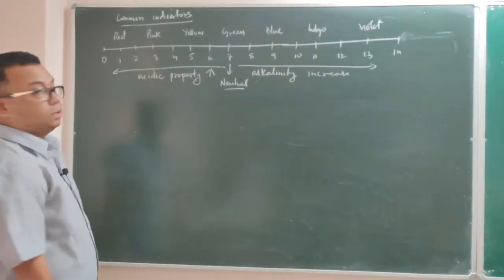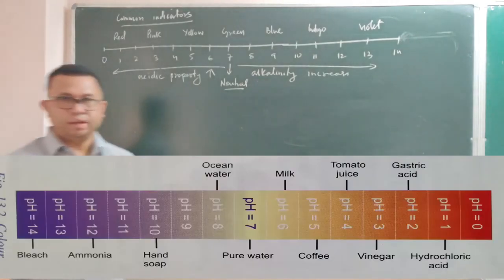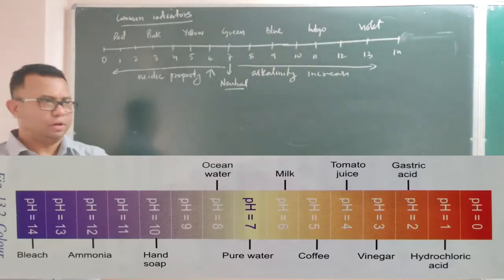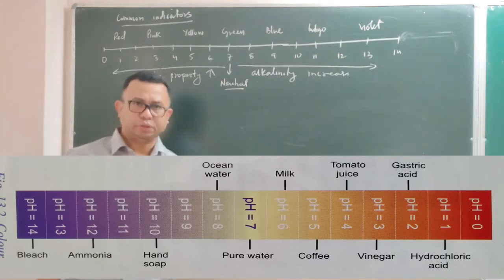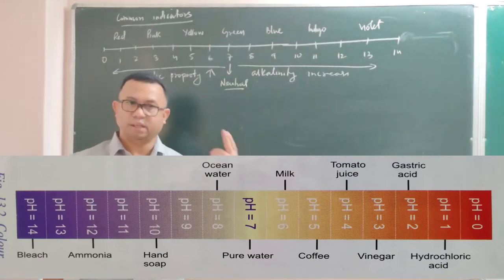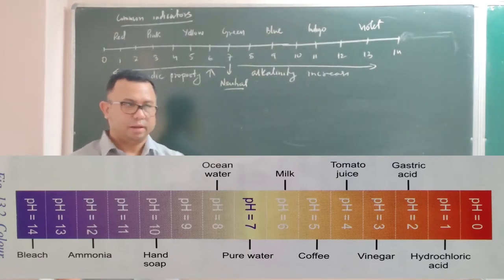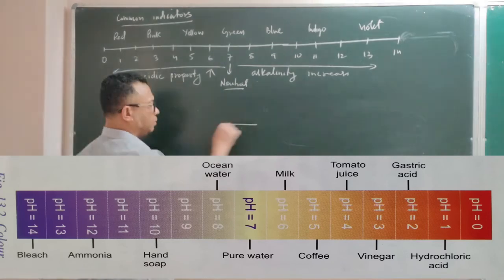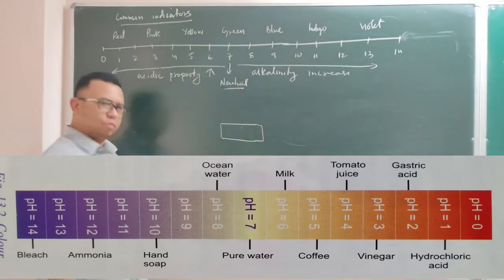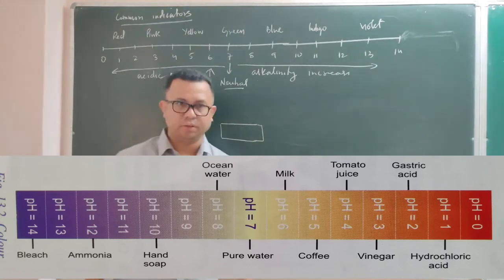Okay, now that means what kind of indicator is a universal indicator? Usually universal indicators are of two kinds, one is a solution and the other is in the form of paper. For convenience we have a paper. A universal indicator is a small strip of paper, almost the same size as the litmus paper.